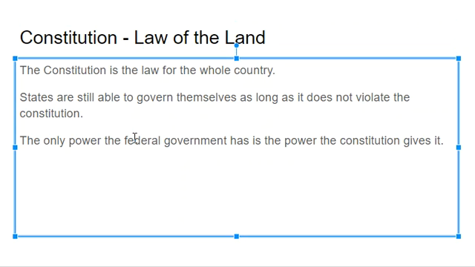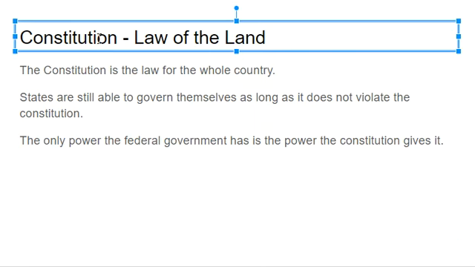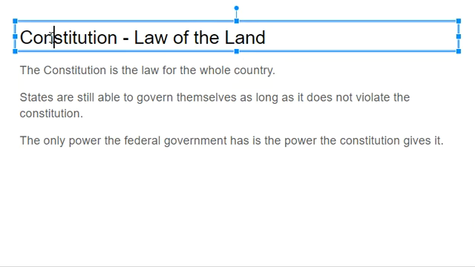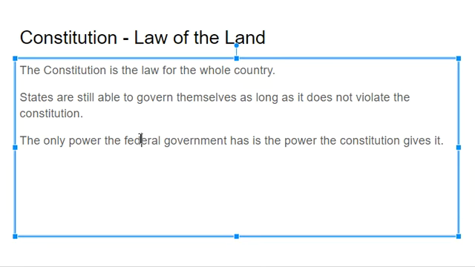And the only power the federal government has is the power the Constitution gives it. So one day the president can't wake up and decide, I'm going to arrest people who disagree with me. That can't happen because the Constitution says the president cannot arrest people. So the power the federal government has is what's in the Constitution. If it's not in the Constitution, then the federal government does not have that power.